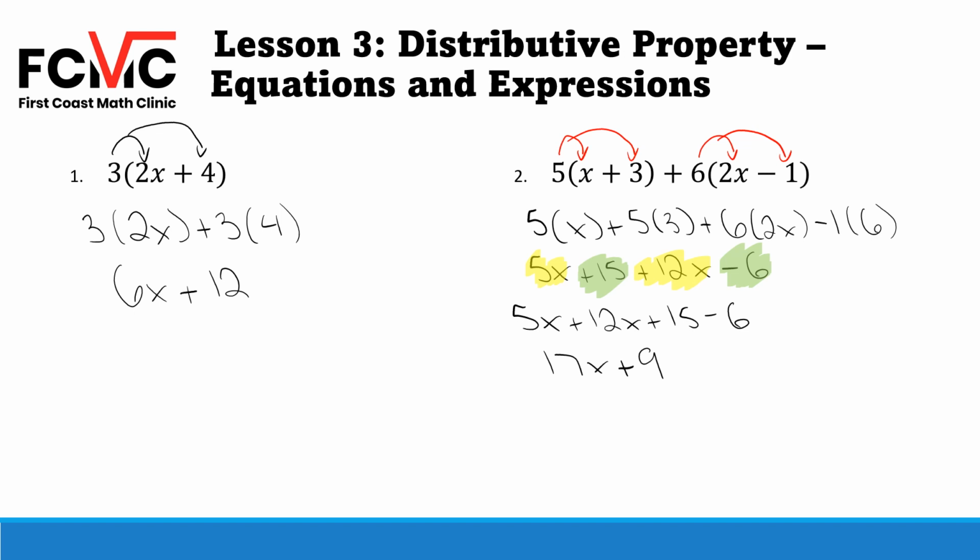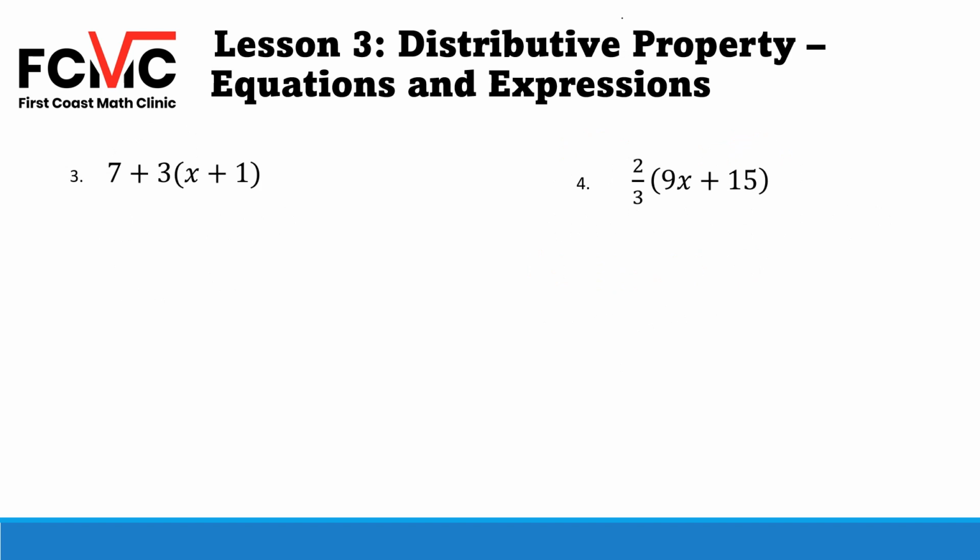All right, so for number 3, we've got 7 plus 3 times the quantity x plus 1. I put this one in on purpose because there's a common mistake that people make when they see an example like this. The common mistake is people like to say, okay, we've got the 7 plus 3. They like to go from left to right and add that up and get 10 times x plus 1. We don't want to do that first.